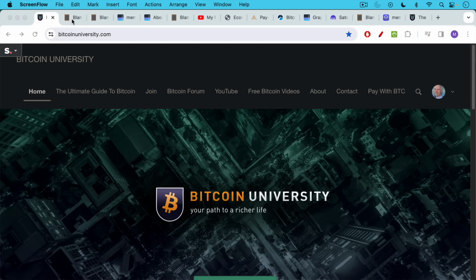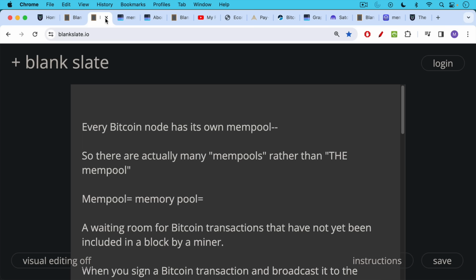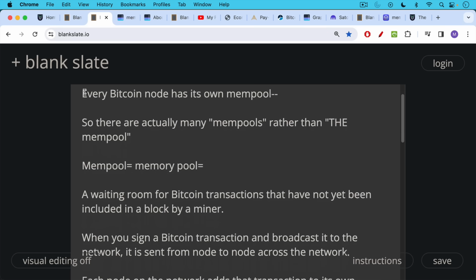This is Matthew Cratter from Bitcoin University, and today I wanted to do an introduction of what's called the mempool. Every Bitcoin node has its own mempool, so there are actually many different mempools rather than the mempool. Mempool stands for memory pool, and it's really just a waiting room for Bitcoin transactions that have not yet been included in a block by a Bitcoin miner.